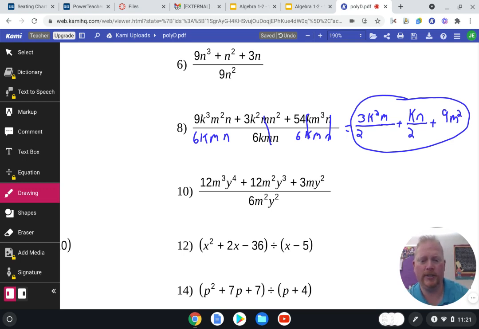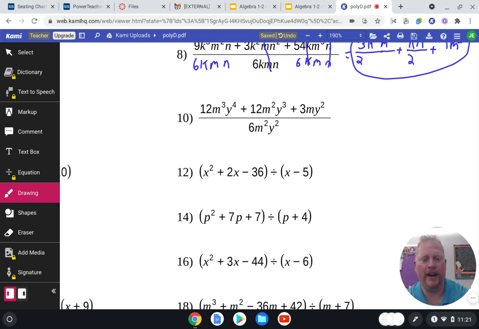And we're going to skip the questions like this, where it's a polynomial divided by a binomial.